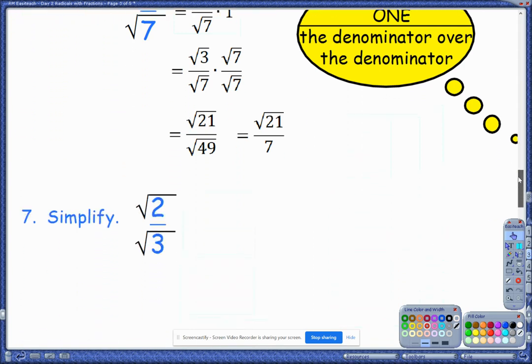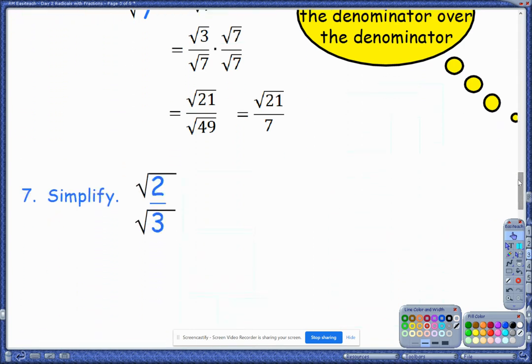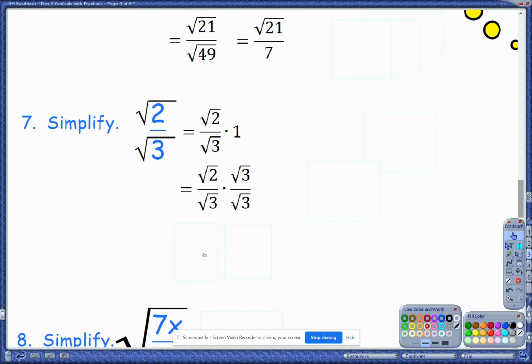So let's see. Here we have radical 2 over 3. I need to get rid of the radical in my denominator. First I say, okay, I'm going to multiply by 1. But instead of the 1, I'm going to multiply by radical 3 over 3, which makes my numerator radical 6 and my denominator just 3.